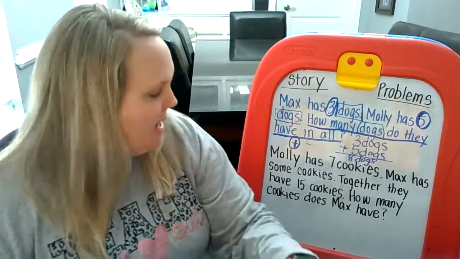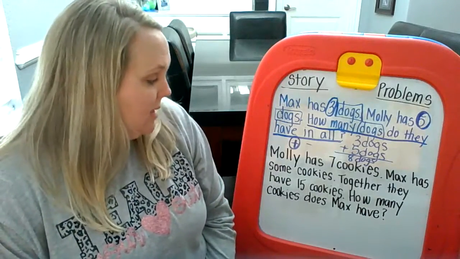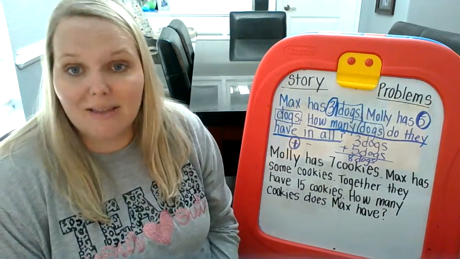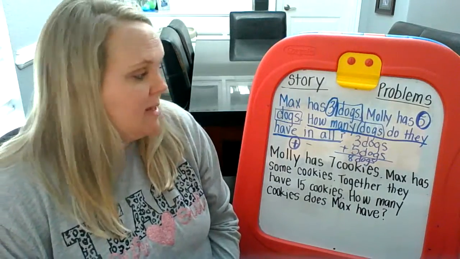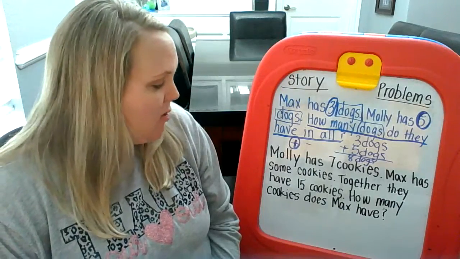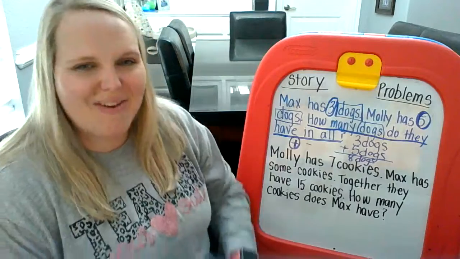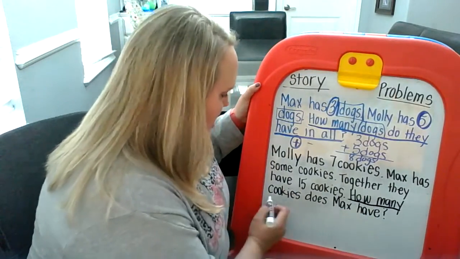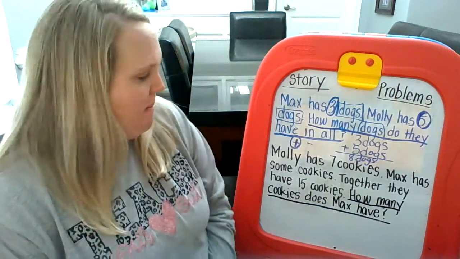It says Molly has 7 cookies. Max has some cookies. Together they have 15 cookies. How many cookies does Max have? Let's read it again. We'll reread it. Molly has 7 cookies. Max has some cookies. Together they have 15 cookies. How many cookies does Max have? So let's underline the question. The question is, how many cookies does Max have? So we're trying to figure out Max.